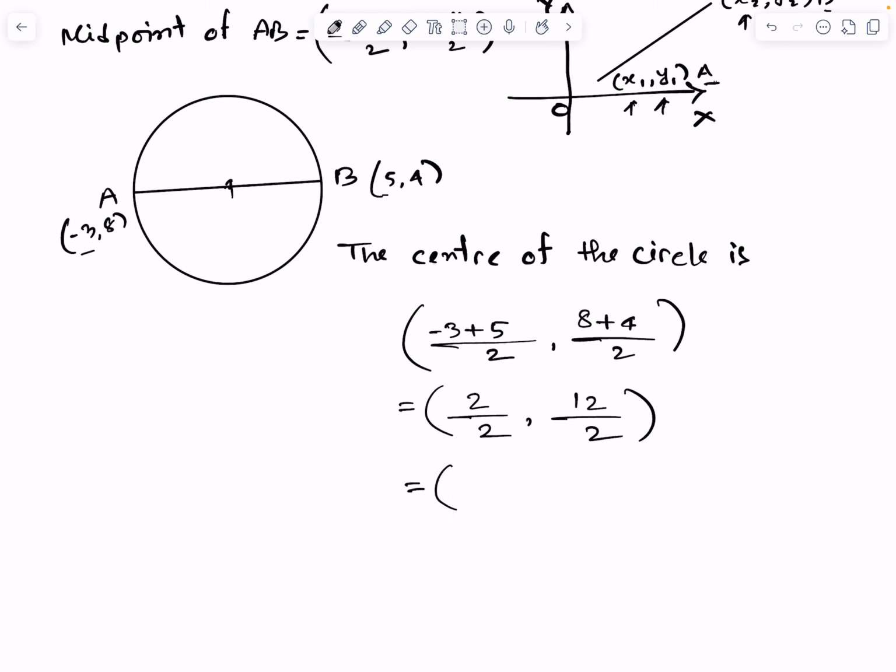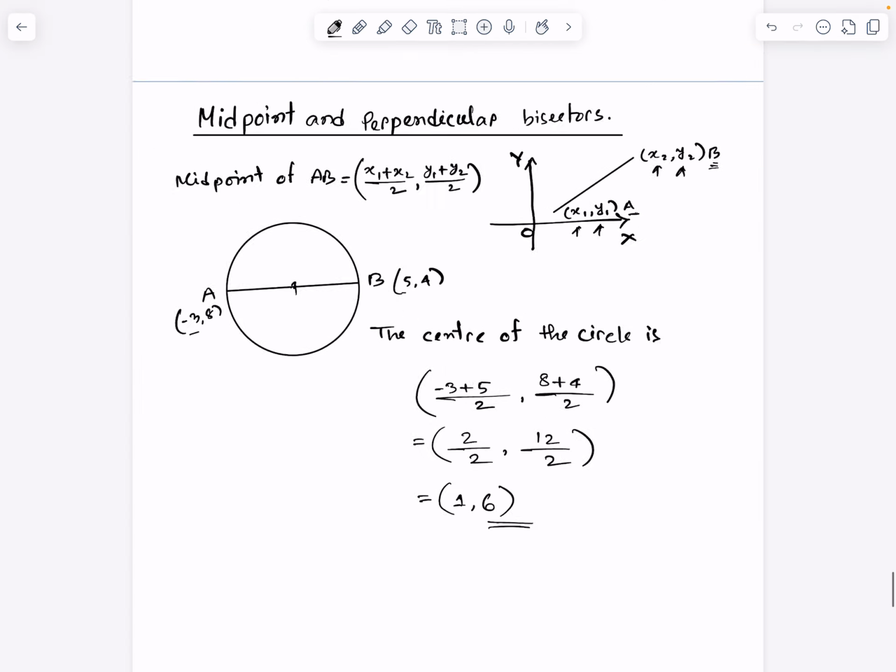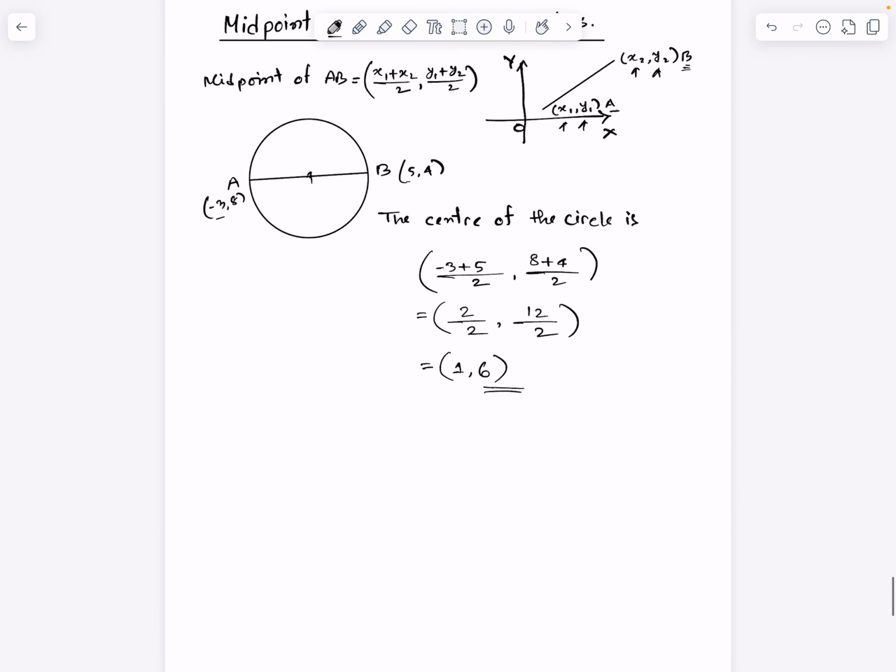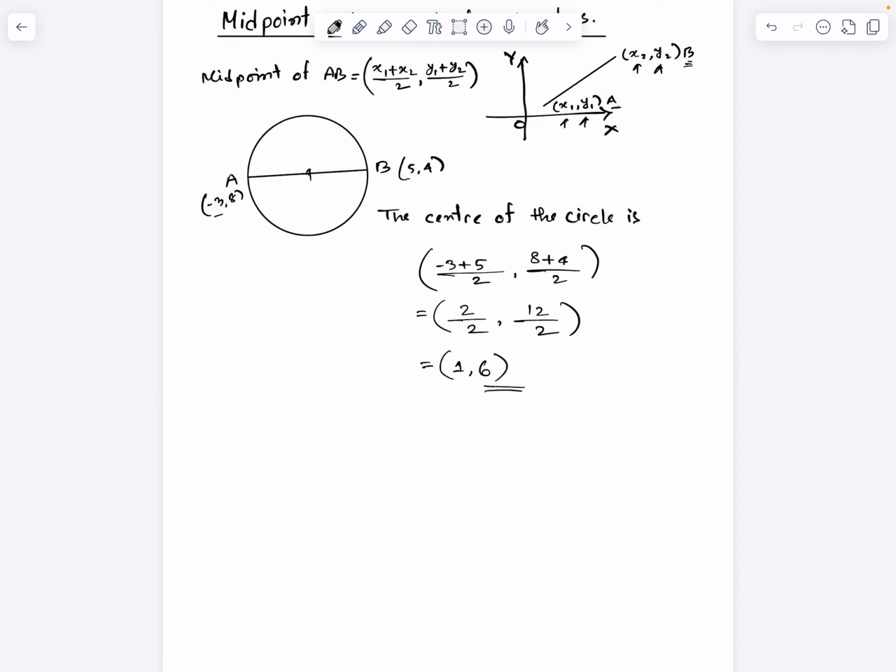So dividing 2 by 2 is 1, and dividing 12 by 2 is 6. So we get the new coordinate, which is the midpoint, 1 and 6. So yeah, we got the center. So that's how we get a center from a diameter. If we are given the endpoints of a diameter, we can get the center very easily.